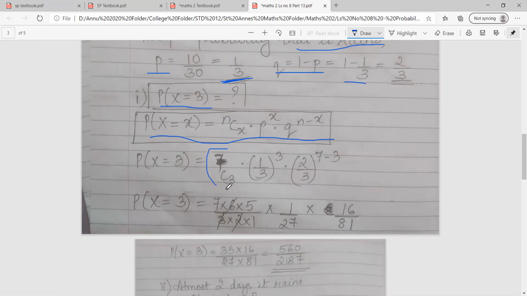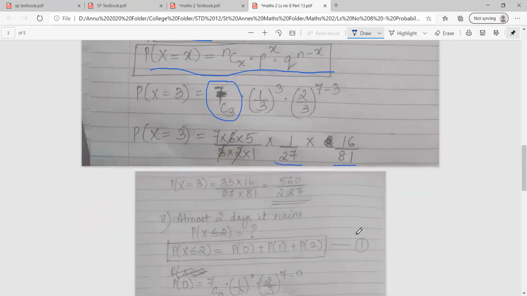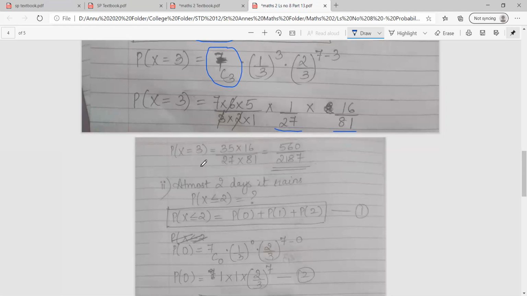So 7C3 can be written as 7 into 6 into 5 upon 3 into 2 into 1. (1/3) the whole cube gives me 1 upon 27. (2/3) the whole raised to 4 will give me 16 upon 81. So on cutting, I'm left with P of 3 is equal to 35 into 16, which gives me 560 upon 27 into 81, which gives me 2187. So I won't reduce it further. I'll keep it as it is. If you want, you can find the answer by division or by using logarithms.